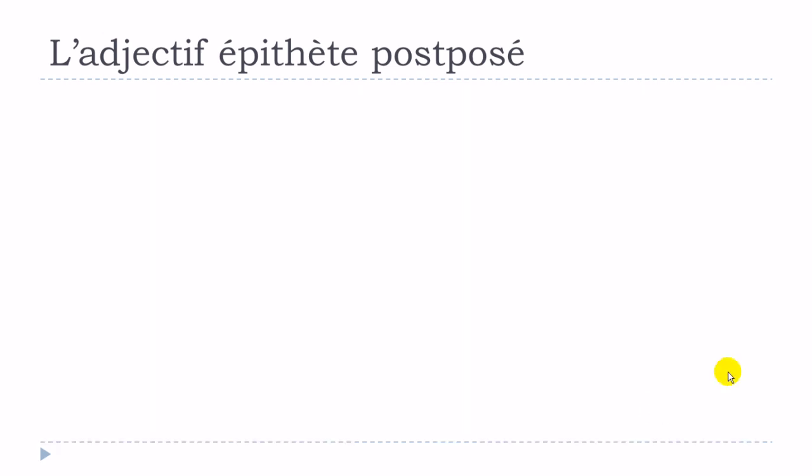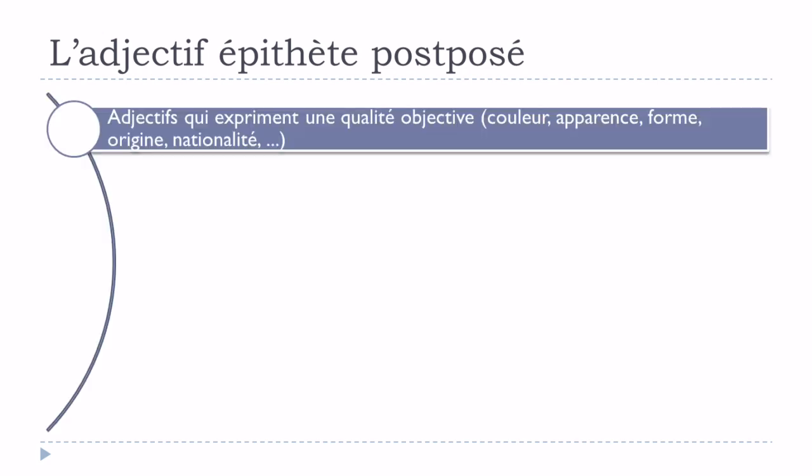For these adjectives épithètes postposés, we will talk about les adjectifs that will express what we call une qualité objective. So if you want to talk about the color, for instance, the appearance, the shape, la forme, or then l'origine, the origin, or the nationality. In these cases, these adjectives will respect this rule, so they will come right after your noun, clearly right after, and not before.